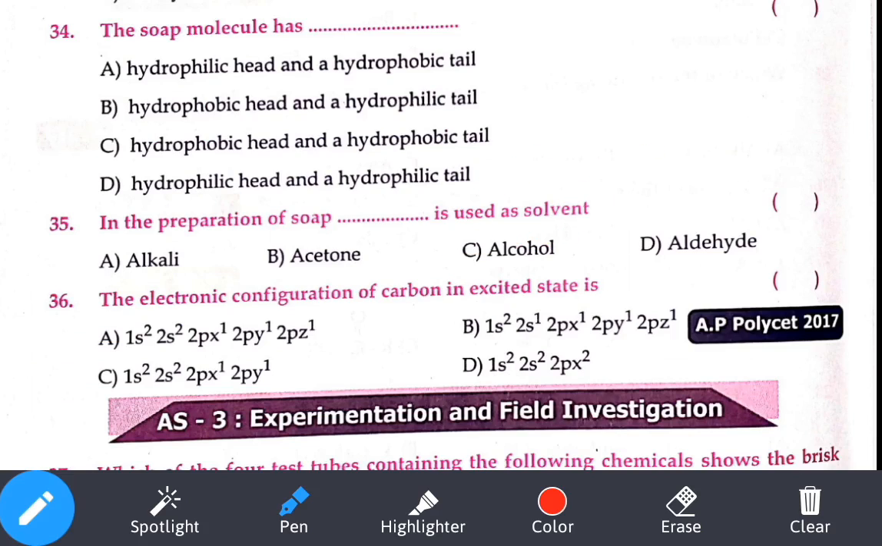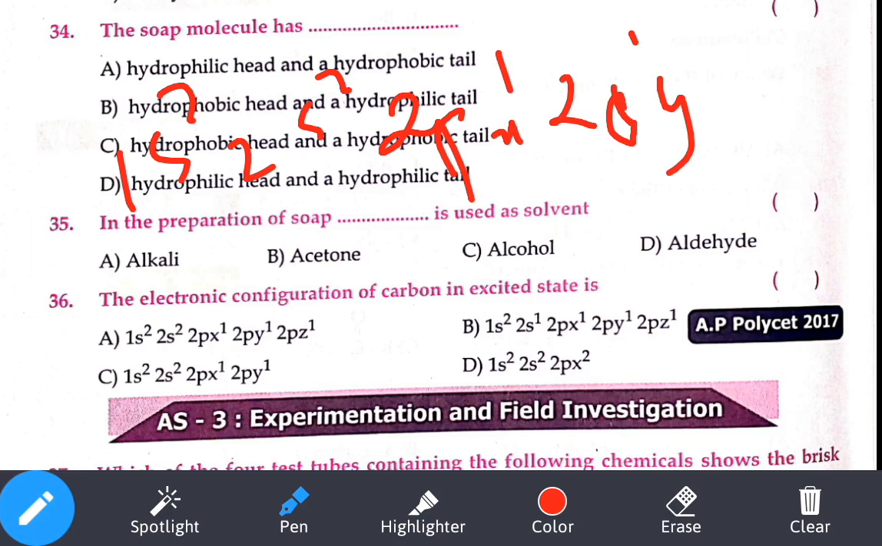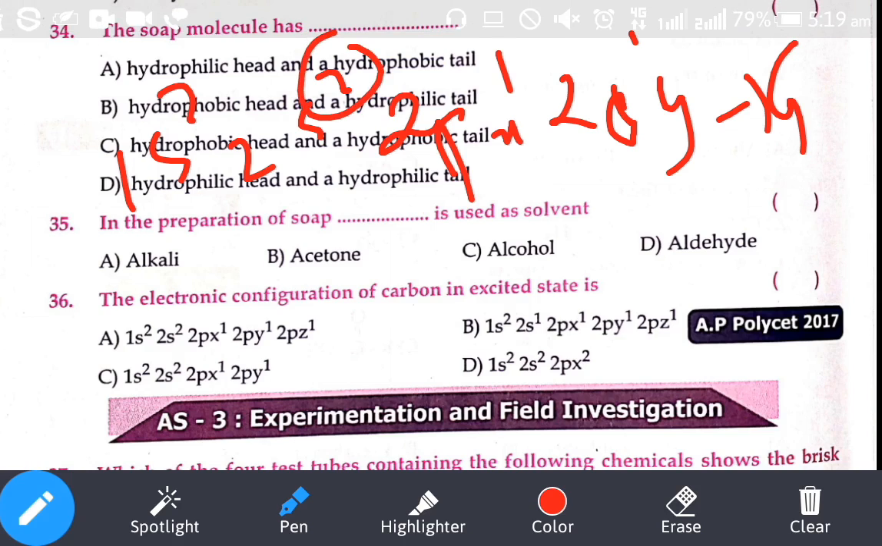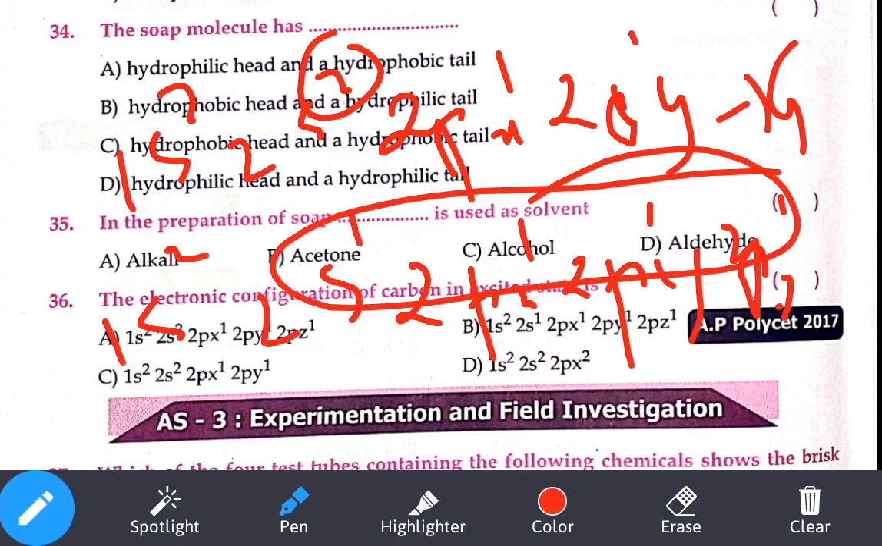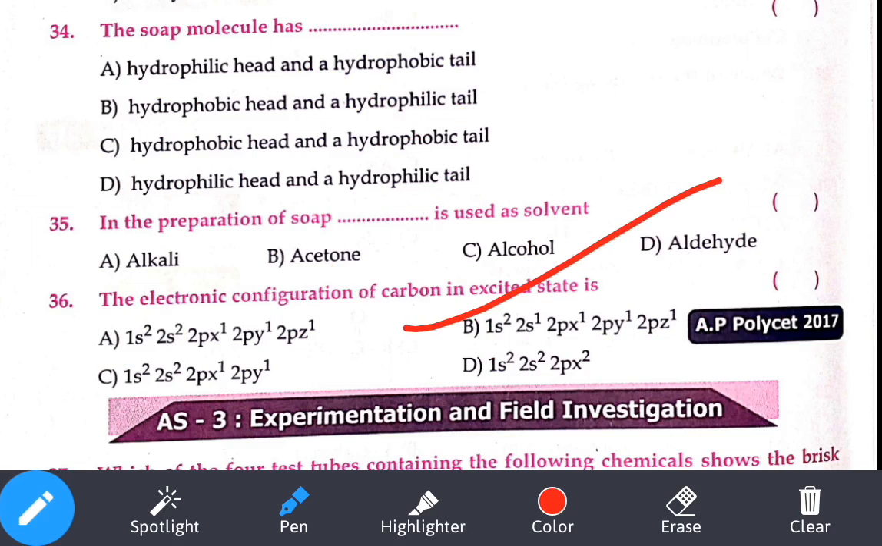Very easy question. The electronic configuration of carbon in the excited state. A few minutes back we have seen carbon atomic number is 6. So 1s2, 2s2, 2p2, nothing but 2px1, 2py1. There we have seen that unpaired electrons are 2. This is called our ground state. In the excited state, from the second shell, one electron from the 2s orbital will enter into the pz. So what will be our electronic configuration? 1s2, 2s1, 2px1, 2py1, 2pz1. So total 4. What is your answer? I think option number B is our answer.